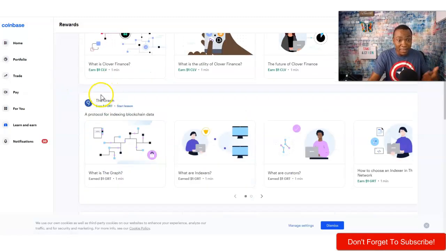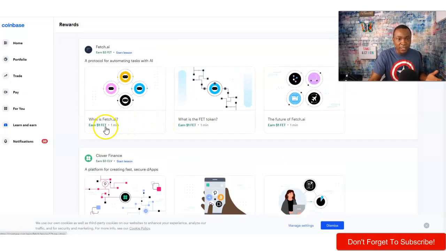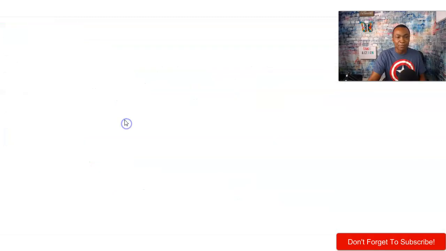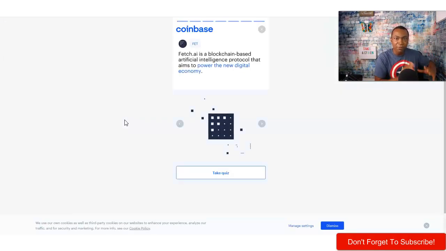Yes, this morning I've been taking free rewards. So I got The Graph. I earned $4 by taking some basic quizzes, and this is a new one that came out called Blick. So you just click on there, and when you click on the link below, just sign up for your Coinbase account if you don't have one already, and start taking quizzes to earn rewards.